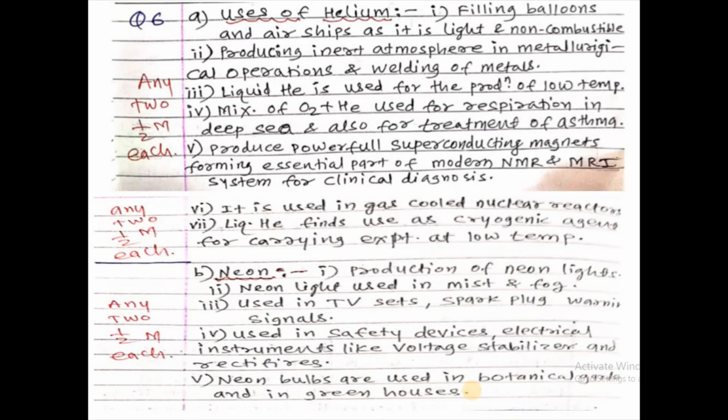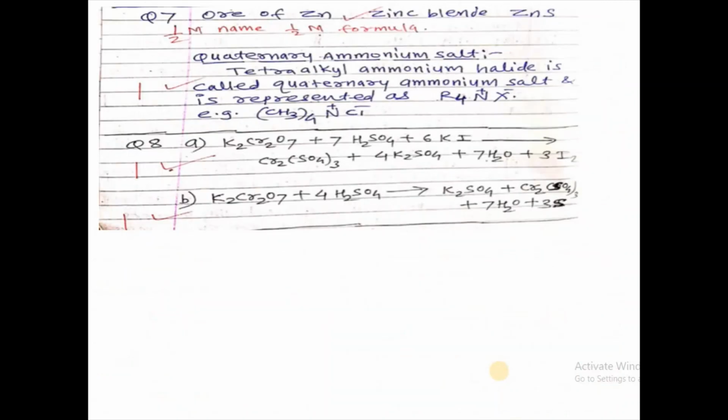Uses of neon: also you have to write only 2 points, and half mark to each point. Production of neon lights. Neon light is used in mist and fog. Neon in TV sets. Spark plug used in safety devices. Electrical instruments like voltage stabilizers and rectifiers. Neon bulbs are used in botanical gardens and in greenhouses. These are the simple uses. We have to write only 2 uses of each of these.